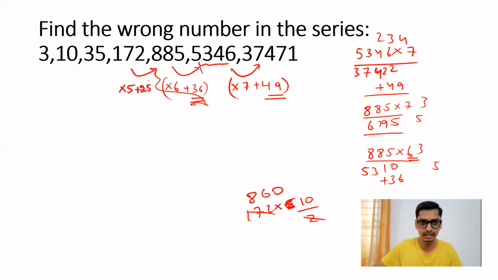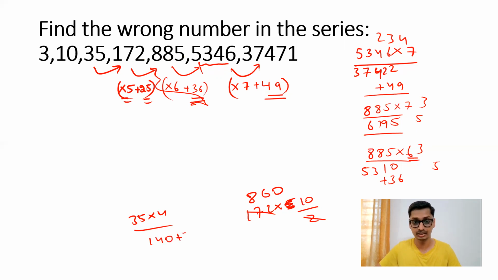860 plus 25, I get 885, right? Now 35 into 4 plus 16, right? Because into 5 plus 25, I get 885. So 35 into 4, I get 35 into 2, 70, it is 140, right? So 140 plus 32 only, I get 172.